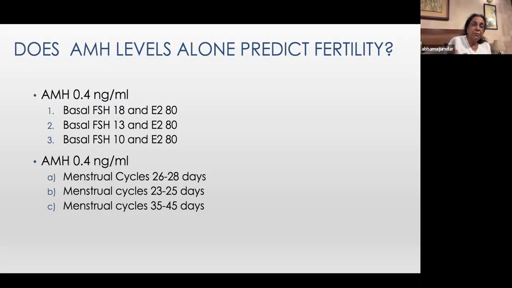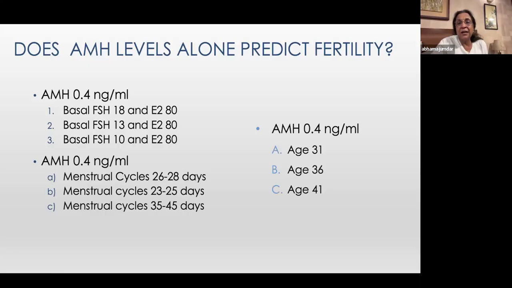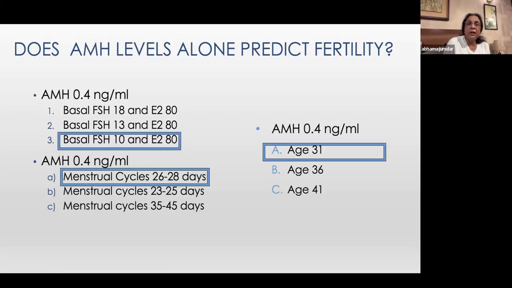Similarly, AMH same, but menstrual cycles 26 to 28 days, 23 to 25 days, 35 to 45 days. Who will perform best? You have already guessed in your mind. And then AMH 0.5, age 31, age 36, age 41. Who will perform the best? You know. So these are the best performers. Lower age, same AMH will have better performance. Menstrual cycles regular, same AMH will have better performance, and basal FSH and E2 ratio, and the same AMH will have better performance than high FSH.